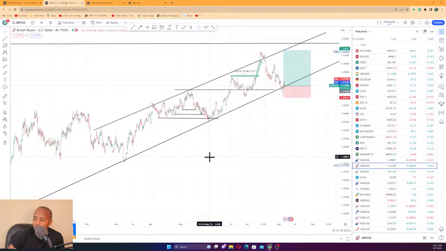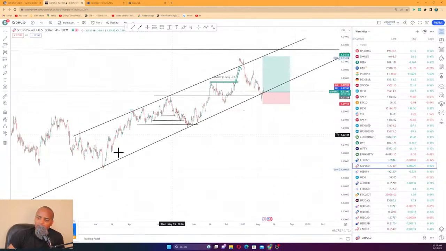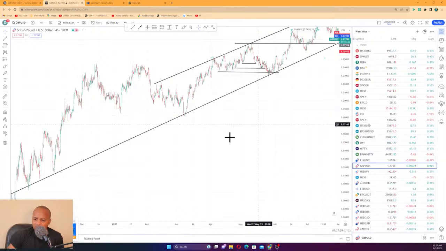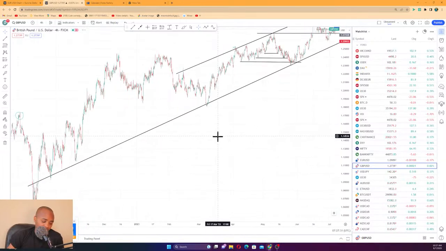Also, the GBP USD has just been strengthening over here. It has been a very nice move for the GBP USD, and you can see I have very visible lines over here. The trend lines are the first thing that I actually drew.